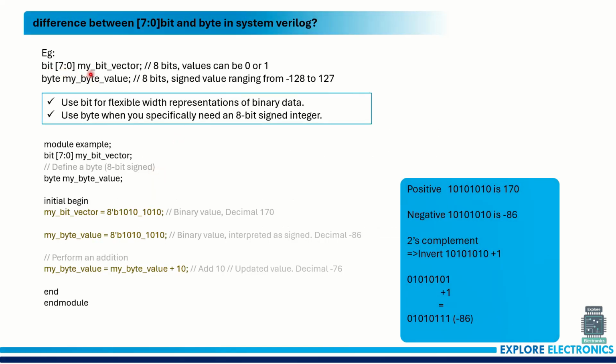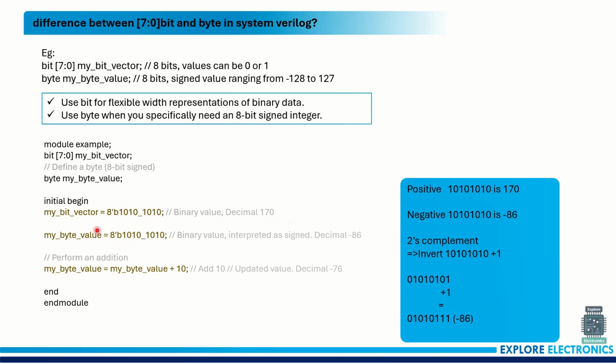You can see here bit [7:0] my bit vector, byte my byte value. Both are going to take 8-bit values only, but if we represent it as bit, it is unsigned. If we represent it as byte, it becomes a signed value, right? And the range for the unsigned values is 0 to 255, 8-bit values. And if it is a signed value, it will take values from -128 to +127. And here is the example. You can see bit and byte, my bit vector, my byte value is given, and we are allocating the same values. 1010 1010 is an unsigned value of 170.